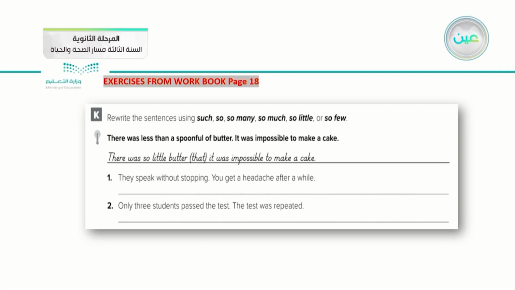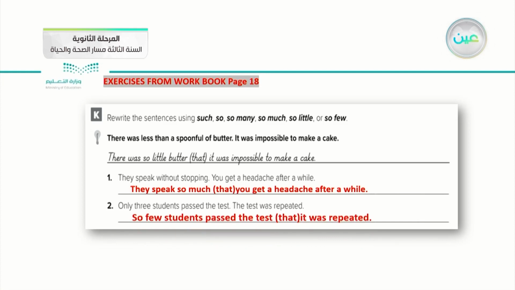Number 2, they speak without stopping. You get a headache after a while. How can we join this together? They speak so much that you get a headache after a while. Number 3, only 3 students passed the test. The test was repeated. How can we join this together? So few students passed the test that it was repeated. As you notice here, we use so few that with a countable noun.